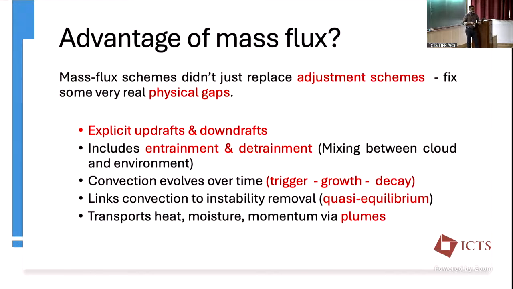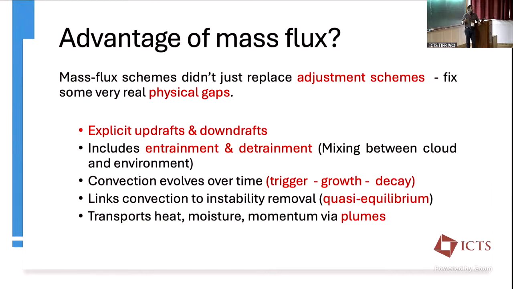For example, in the adjustment scheme, instability generates in the grid box, and you are trying to remove it, using some kind of closure and making it neutral. There is no life cycle of convection. The adjustment schemes may fail in some cases. So the mass flux scheme has this advantage of slowly showing that convective life cycle. And then it is quasi-equilibrium, where the large scale forcing is linked to the small scale convection in the grid. And then the transport of moisture and momentum happens through the plumes.